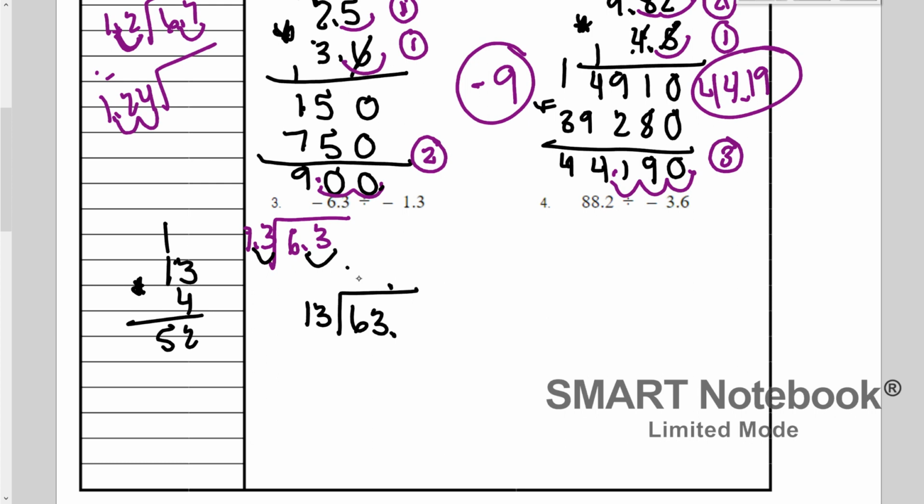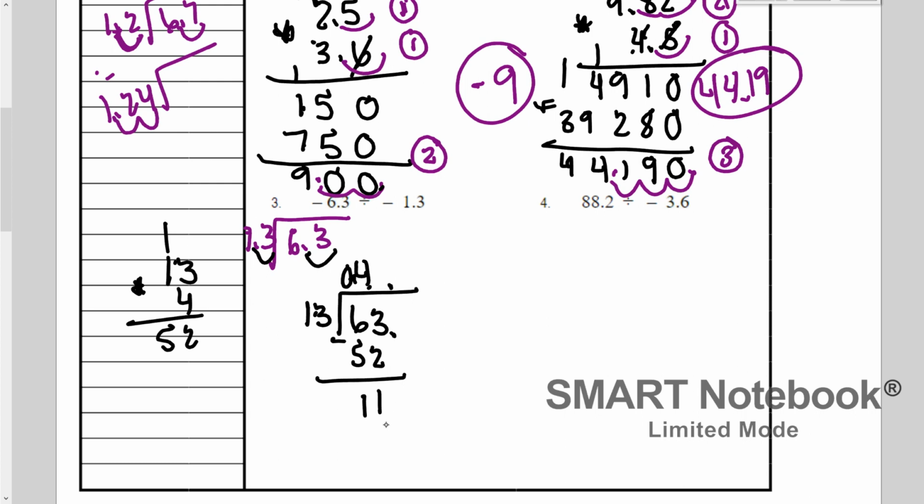Because 13 cannot go into 6, so we have our 0. 13 can go into 63 4 times, which is equal to 52. So we subtract, see what's left over. 13 cannot go into 11, so we know that we're doing this right. If we got a number down here that was bigger than 13, that means it could have gone in one more time up there. Okay.